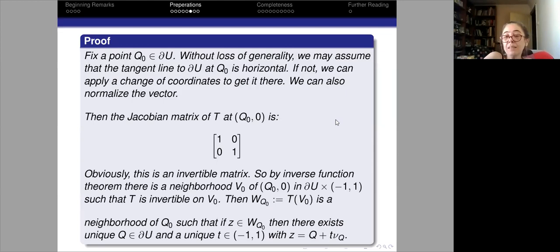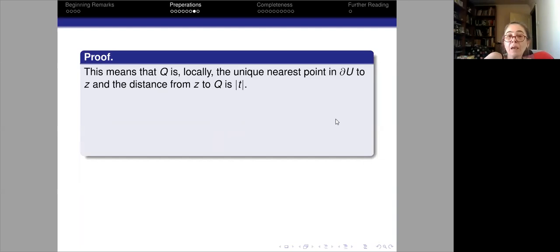Then, if you define W_Q0 as the image of E0 under T, this is a neighborhood of Q0, such that when Z is in W_Q0, there exists a unique Q on the boundary of U and a unique t in the open interval (minus 1, 1) for which Z is equal to Q plus t times the outward normal at the point Q. Now this means that Q is locally the unique nearest point in the boundary to Z, and the distance from Z to Q is the absolute value of t. Now we want to go global, so we let W be the union of all such W_Q0, over Q0 in the boundary.